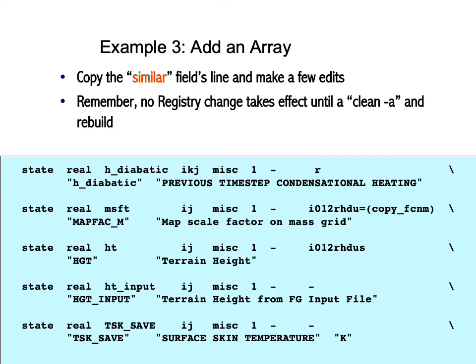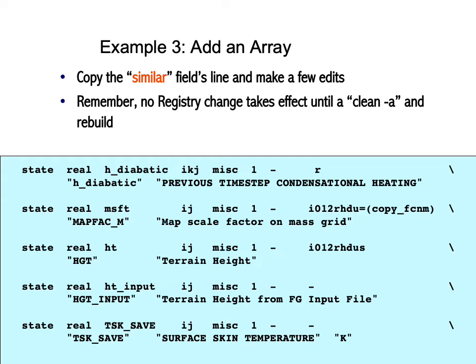So here is our array. We're going to look for some similar fields that are inside of the registry. For example, we could look for the field HDiabatic. That is a 3D array. We could look for MSFT. That's a 2D array IJ, but notice it has some very special ways that it does initialization and the feedback with the letter U. We could look at the topography field HT. That has also very specific ways that it does nesting.